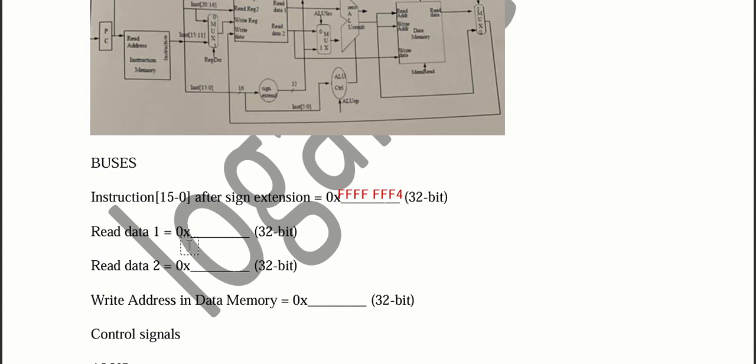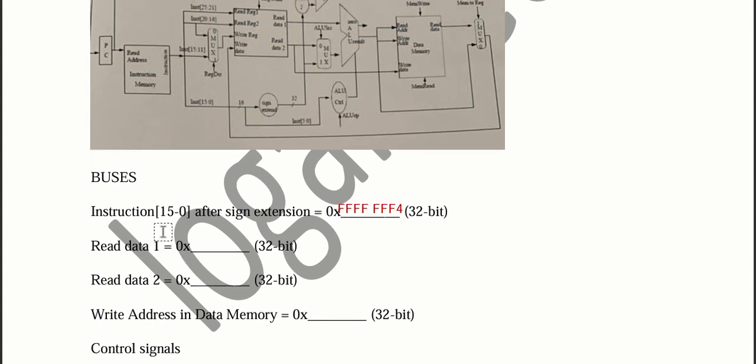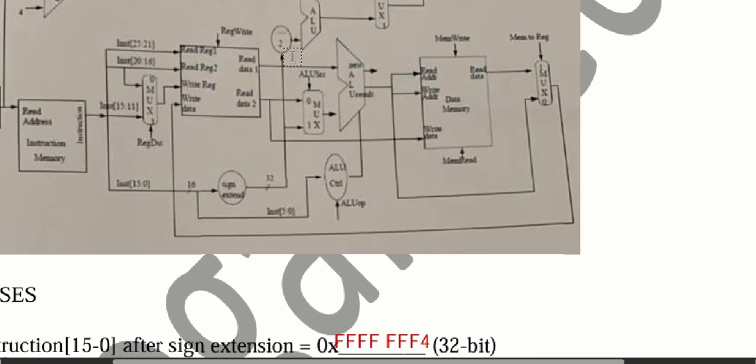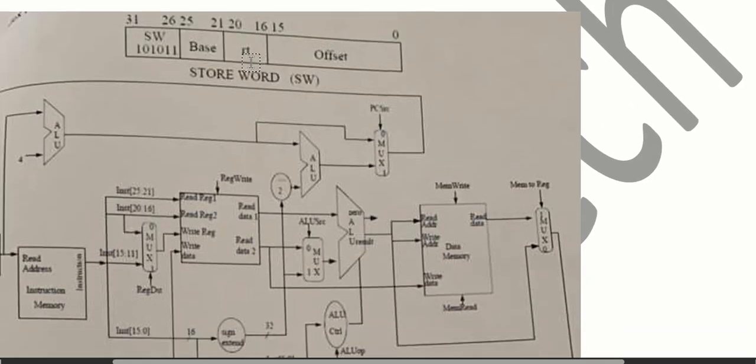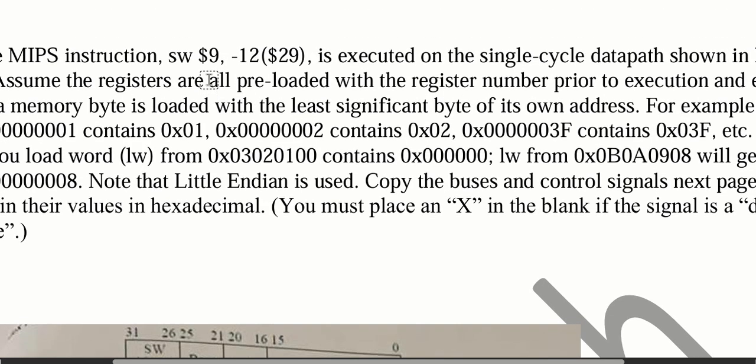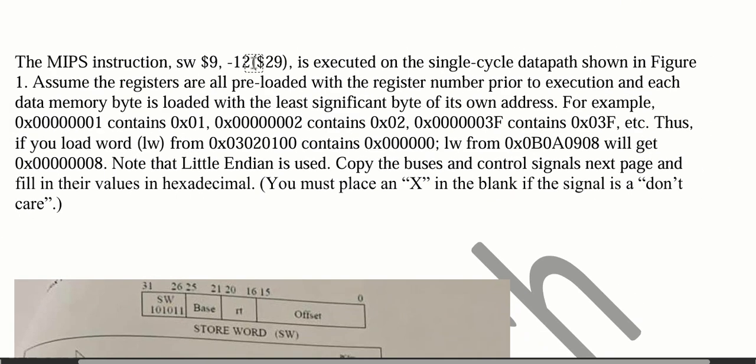Then the next part, we are asking for read data one, right? So let's go and see read data one now. Read data one is the one at the top, right? Now, if you remember well in your execution of the store word instruction, read data one will read the base address, right? And the base address is stored in register 29. However, in the question, they told you that all registers are preloaded with their register number prior to execution. So it means that register 29 stores the number 29, right?